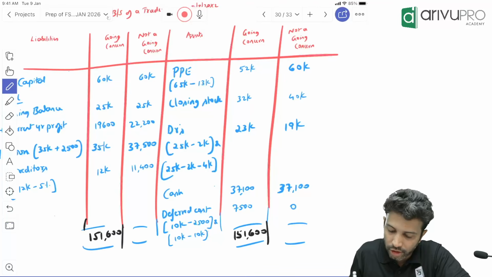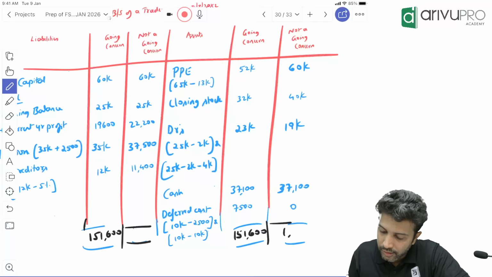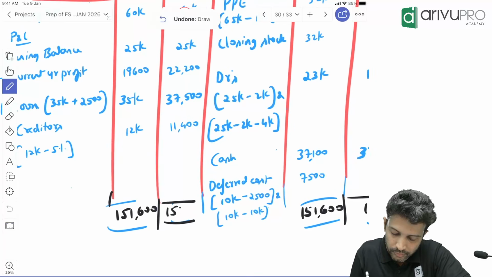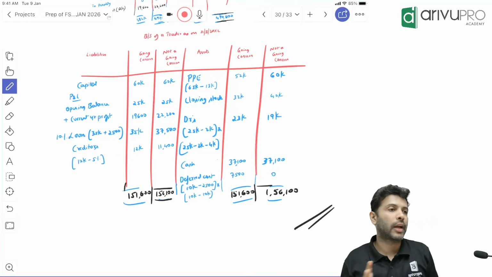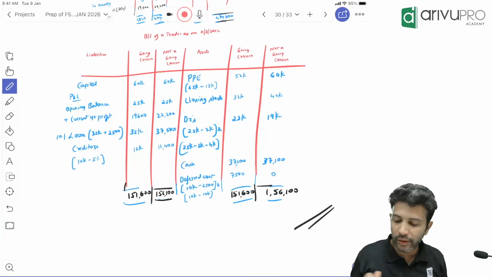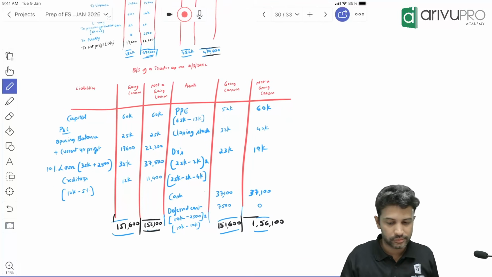When the entity is not a going concern, does anyone have a balance? 1 lakh? 1,56,100, both the sides. Problem over. I hope this gives you a better idea as to how we need to prepare when the entity is a going concern and when it is not a going concern.